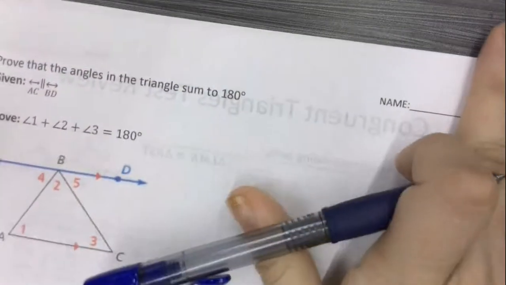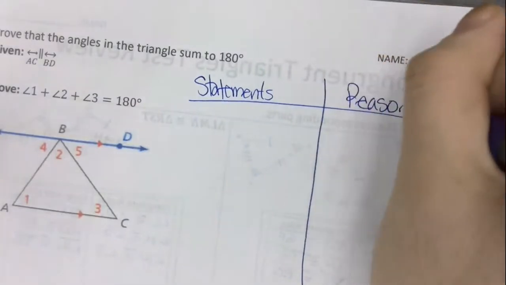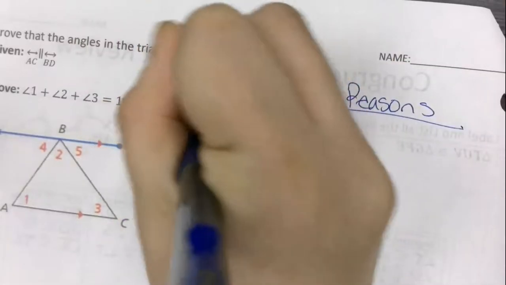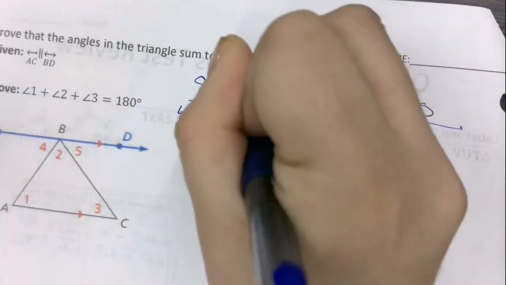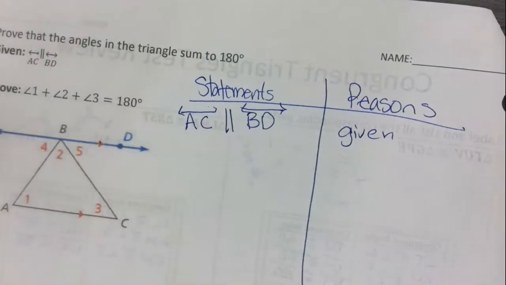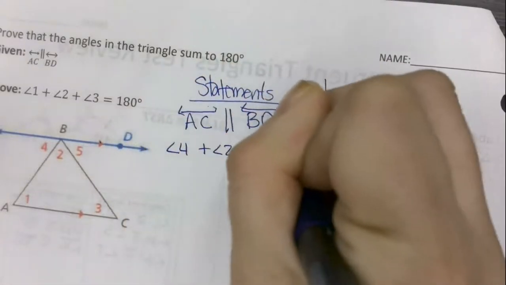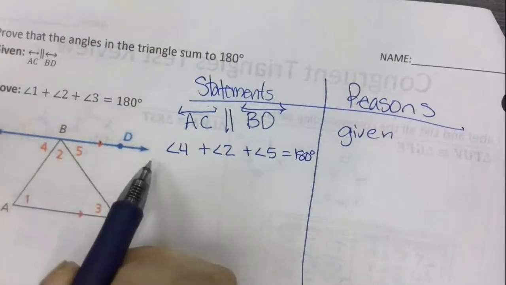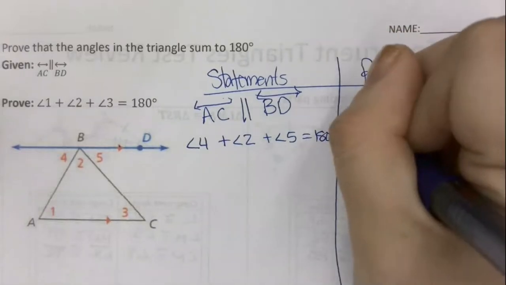So this one wants me to prove that the angles in the triangle sum to 180 degrees. I'm going to start off by writing my two columns. So I have statements and reasons. I want to start off with my given. AC is parallel to BD. Okay. So I have these two triangles showing me that they're parallel. Then I know angle 4, angle 2, and angle 5 equal 180 degrees because they are making the line BD. So this is definition of a straight line.